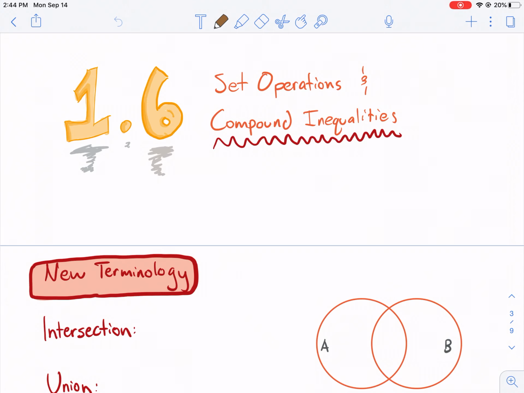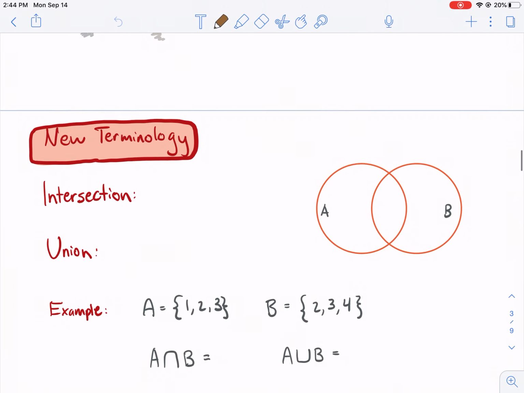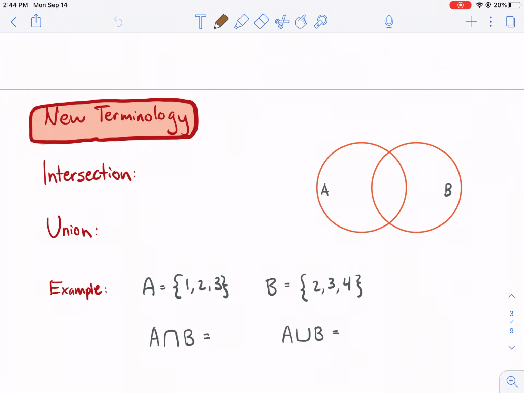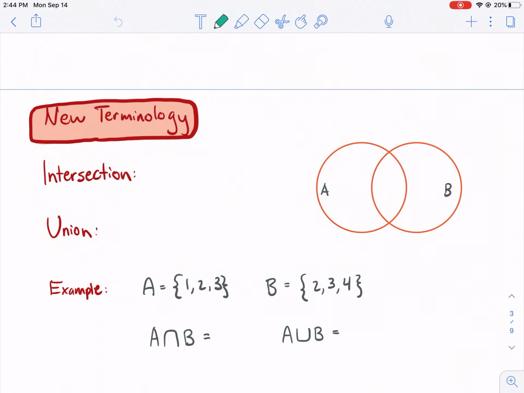Welcome, advanced topic students, to section 1.6, set operations and compound inequalities. We have some new terminology that we need to go over, and that is intersection and union. So we have two different symbols. I'll use this kind of cool green color. Intersection: the symbol for intersection looks like an upside down U shape.